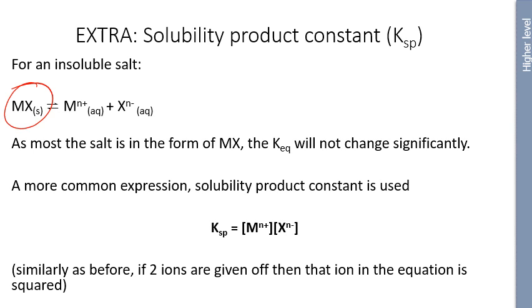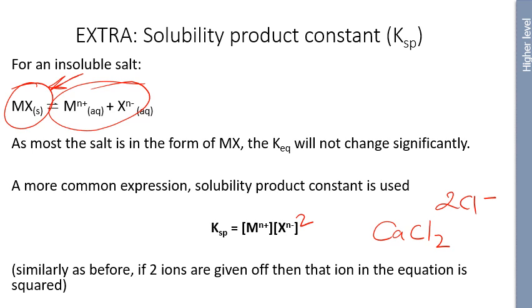So the more common expression used is the solubility product constant, Ksp, which is going to be the concentration of M times the concentration of X. The solid MX is left out because it is going to be a really, really big number in relation to the ions. Similarly, as before, if two ions are given off, then the ion in the equation is squared. So if it was, for example, sodium chloride, then the X part will be squared because you've now got 2Cl minus ions.